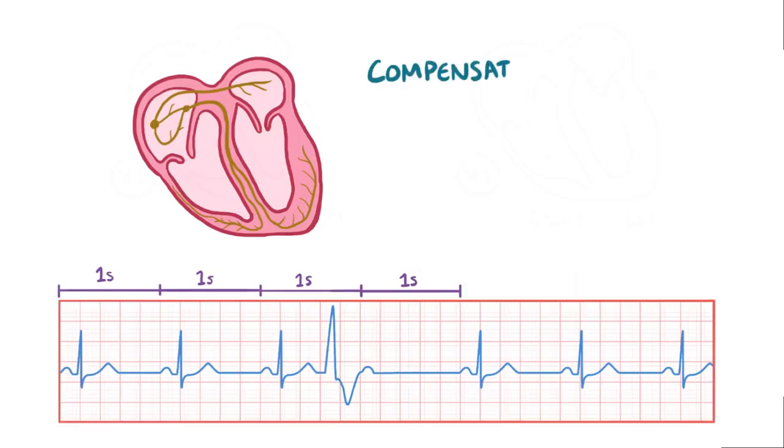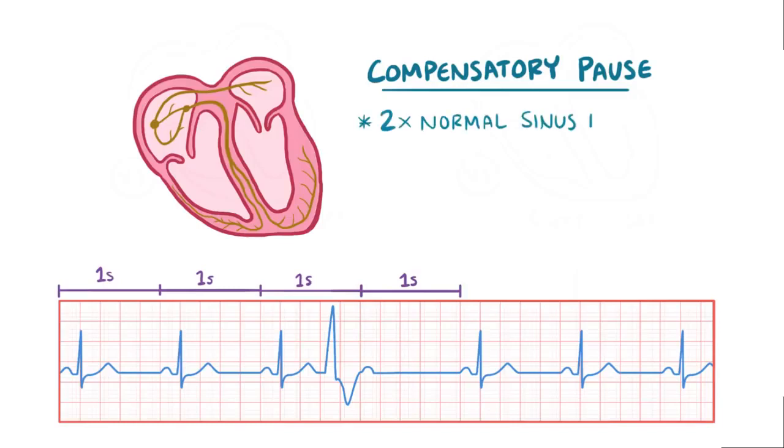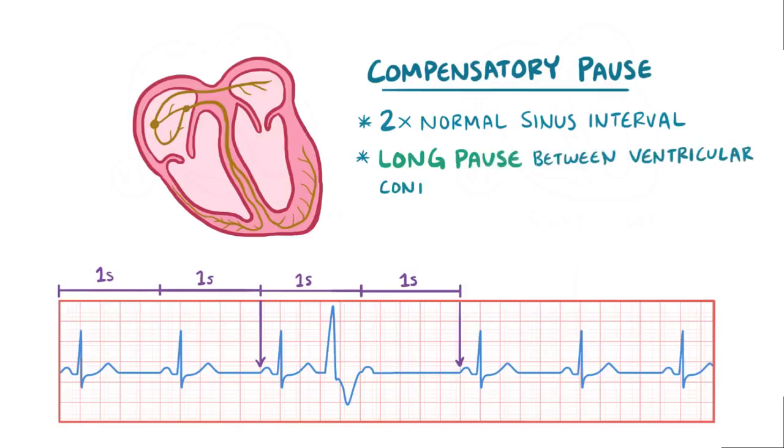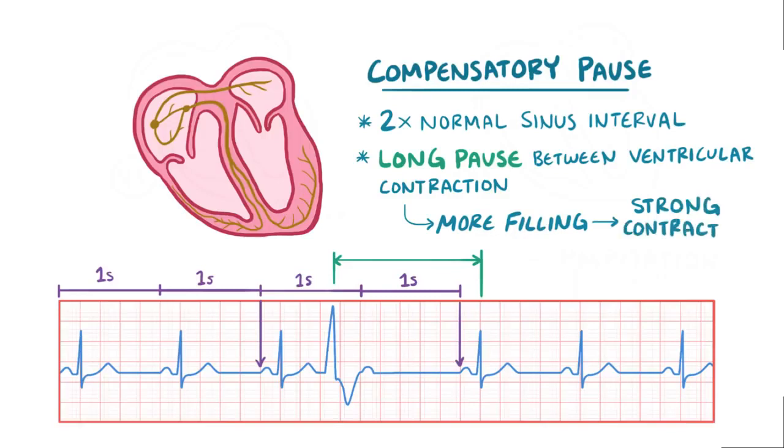This situation is called a compensatory pause, which is defined as having a normal sinus complex landing exactly 2 times the normal sinus interval, which was 1 second, so 1 times 2 equals 2 seconds. What ends up happening here is there's this big long pause between ventricular contractions, which is greater than the sinus interval. Longer time between contractions means more ventricular filling, which means the heart contracts with greater strength, which can be felt as a palpitation.